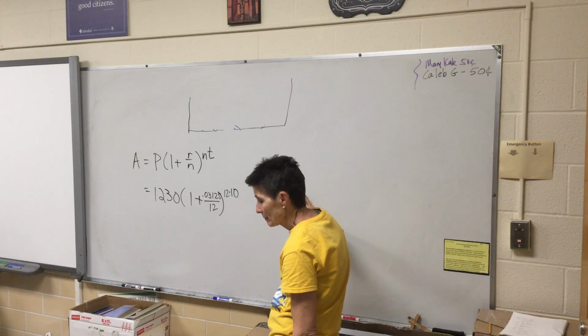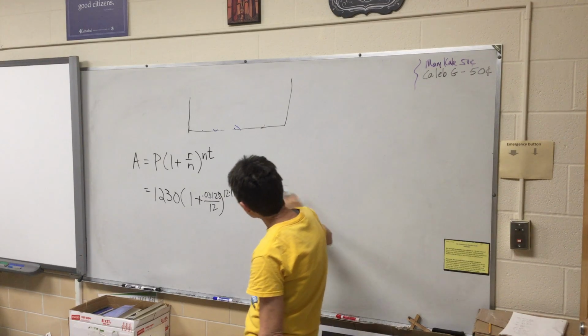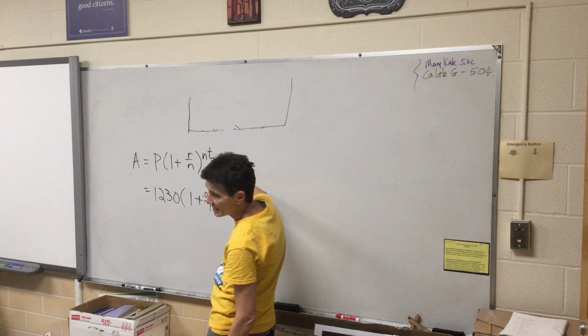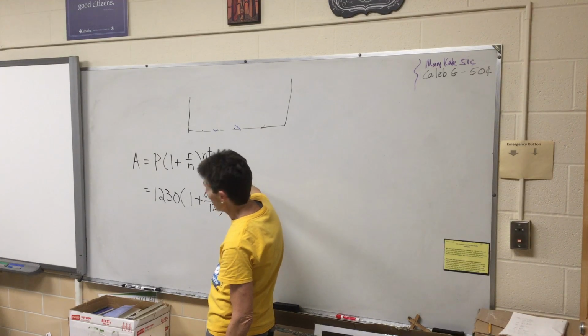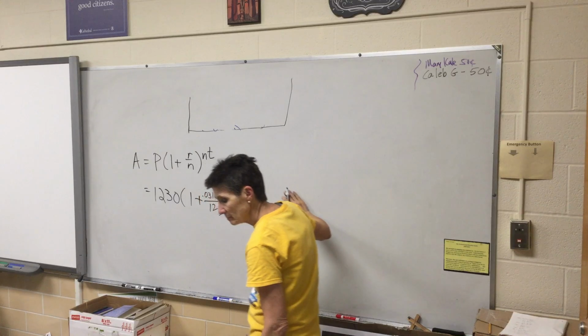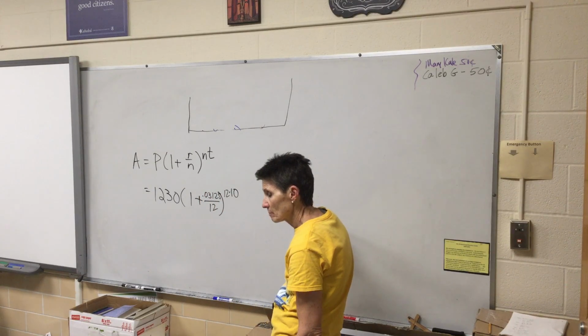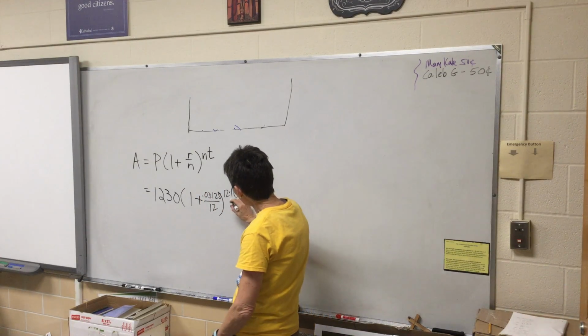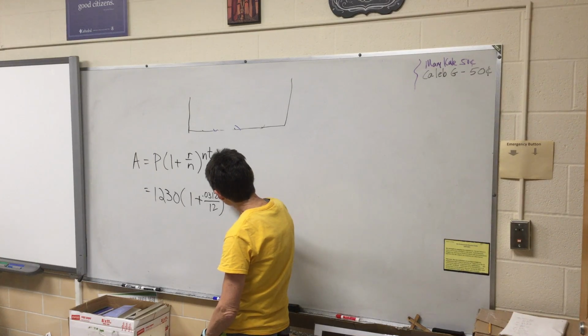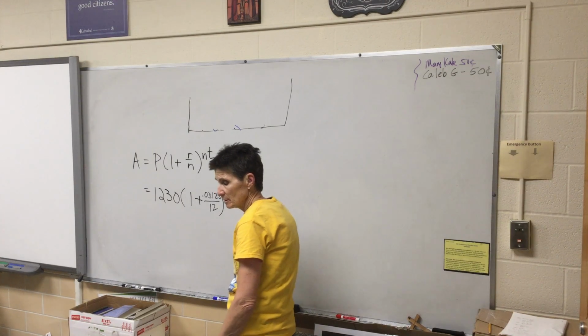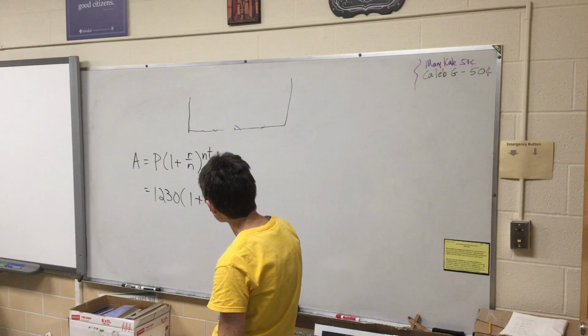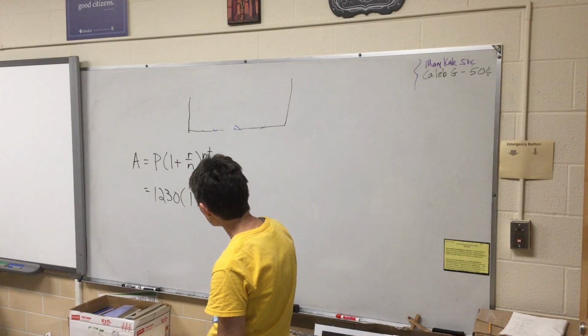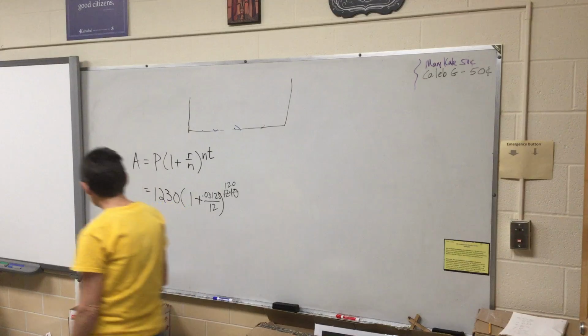Does that say 12 times 10? It does, because my exponent is N times T, and N is 12 and T is 10. Now, I would right off the bat go ahead and make that 120, because we know 12 times 10 is 120. What's A?